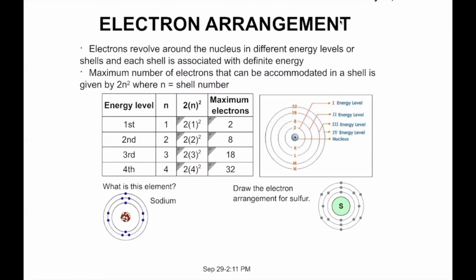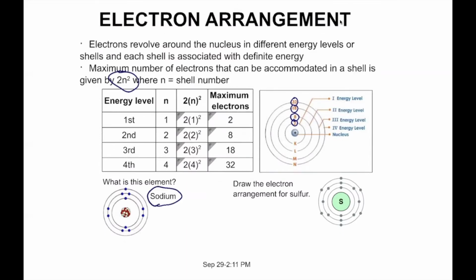Electrons revolve around the nucleus at different discrete energy levels, or shells, and each shell has a definite energy. And so you can see as we move out, energy level 1 has 2 electrons possible, energy level 2 has 8, energy level 3 has 18, and energy level 4 has 32 possible electrons. And that comes by the equation 2n squared, where n is the shell number.